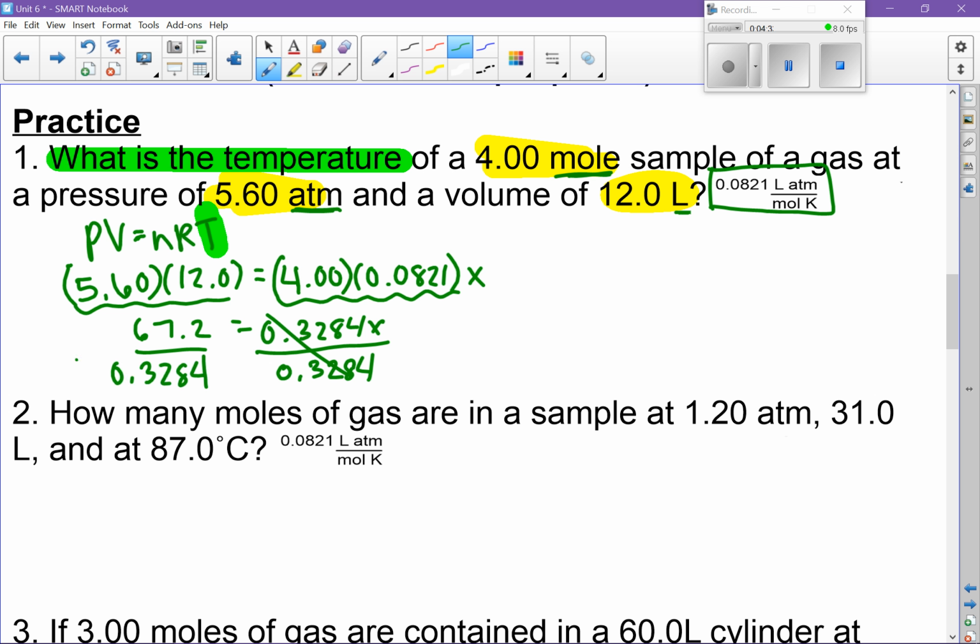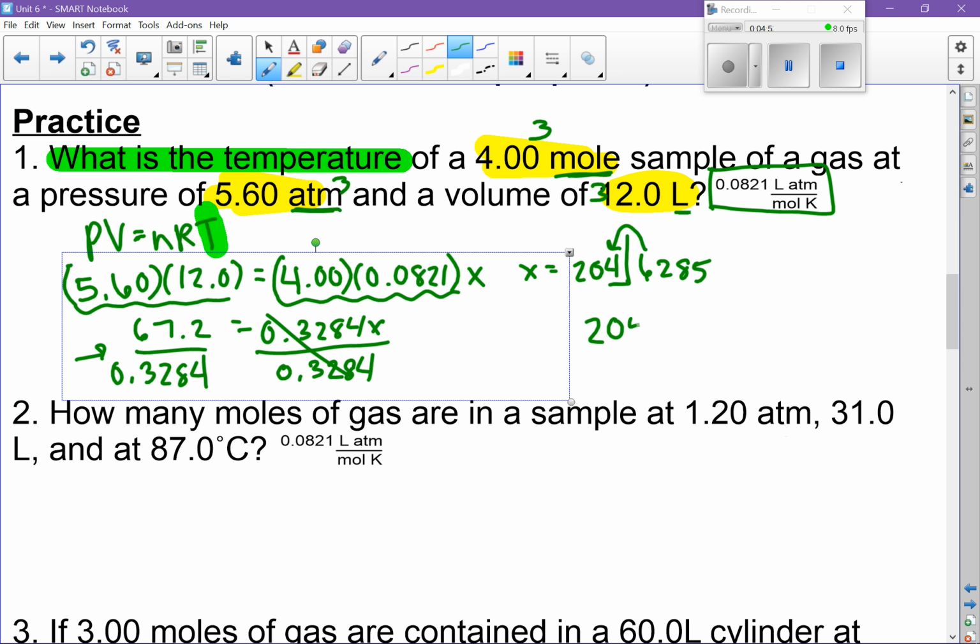Then we're just going to solve for x by dividing. Plug this into your calculator, and I get x equals 204.6285, and your favorite thing ever, sig figs. Each of our beginning numbers had 3 sig figs, so I'm going to round this to 3 sig figs. The 6 bumps it up and it becomes 205. Because I was solving for temperature, the unit for temperature is Kelvin, not Celsius. Remember, everything here has to be Kelvin temperatures.